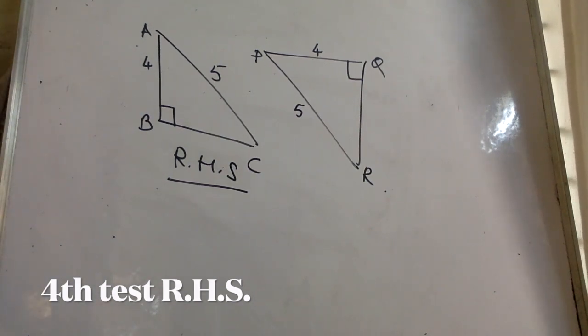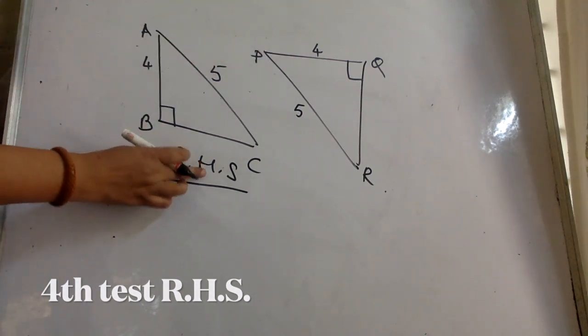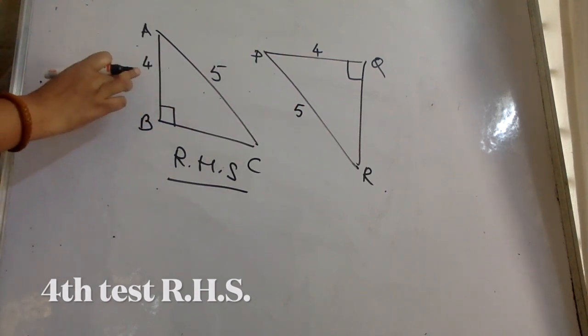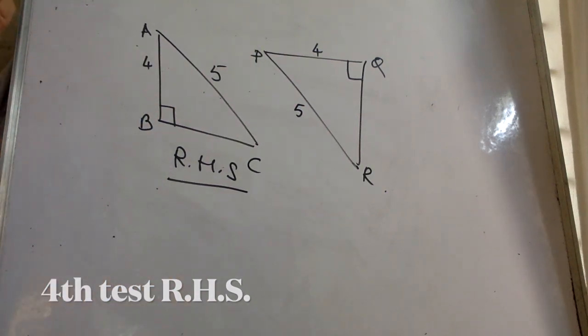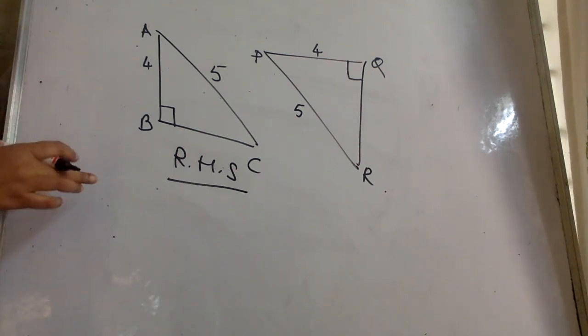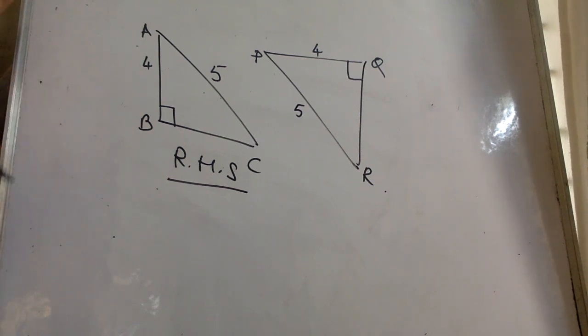The two triangles are congruent by the RHS rule, that is right angle, both should have right angles, then hypotenuse, both the hypotenuses should be equal, and then any one side should also be equal. That makes it the RHS test. So this is the RHS postulate. With the RHS postulate, we can prove congruence.